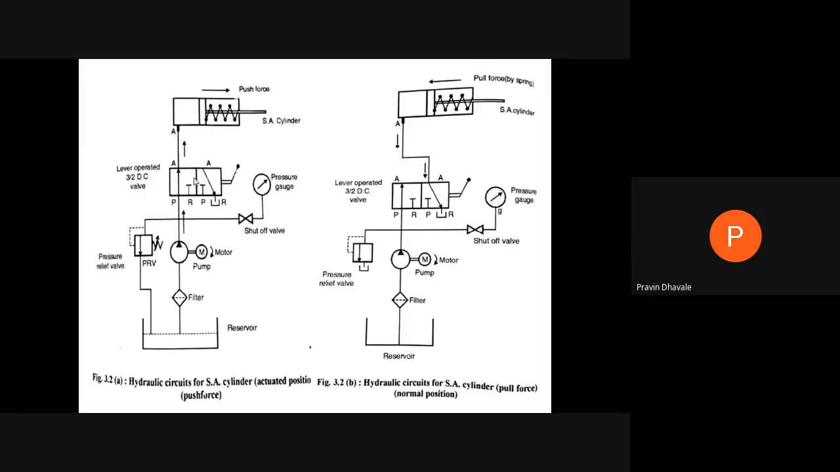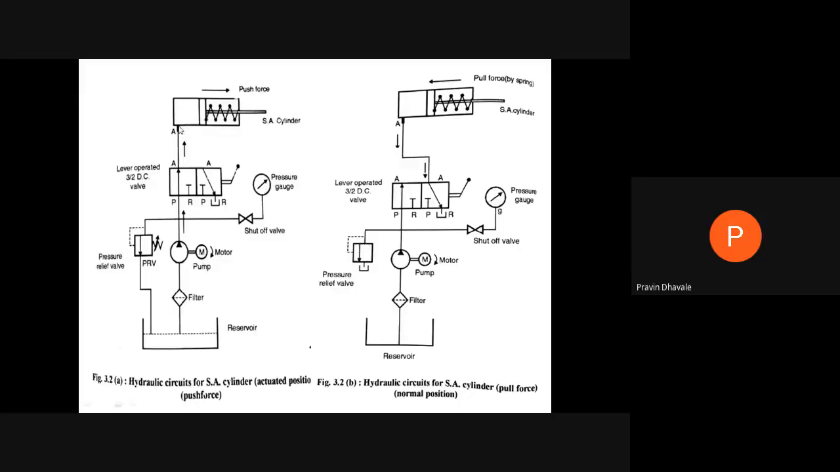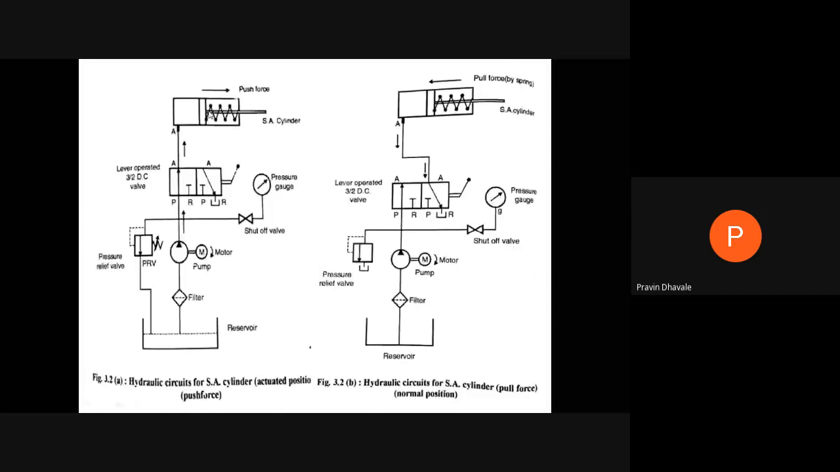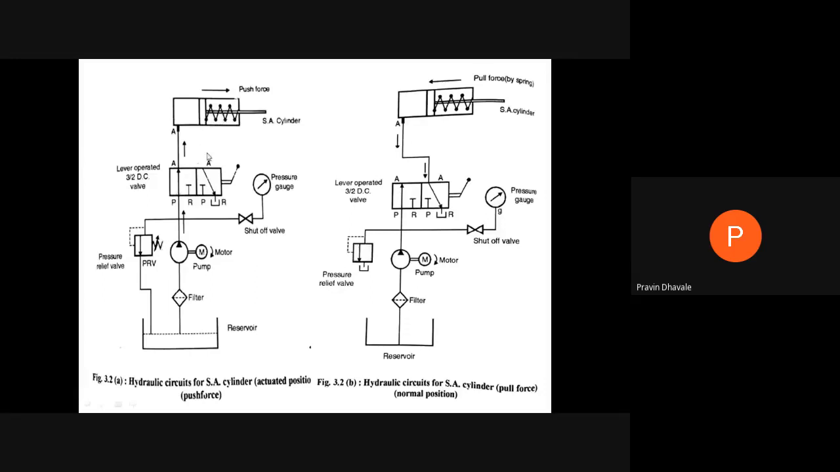And the last element is a cylinder. It has one port, so it will be a single acting cylinder, and it is a spring return. The spring is mounted at the rod end side. So how will we explain this diagram?